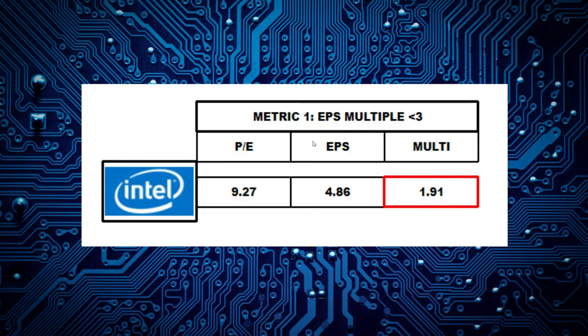First metric, we want an EPS multiple of less than 3. Intel has a 1.91 multiple. This is what we get when we divide PE by the EPS. This means we're paying 1.91 times their earnings at this current price. The number of shares is too high for their earnings. They have to buy back some shares. This is expensive but still within our range.